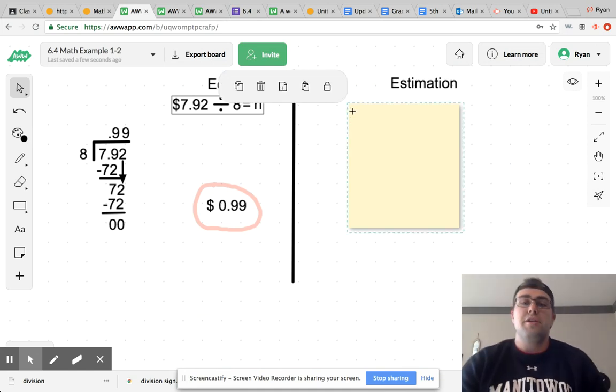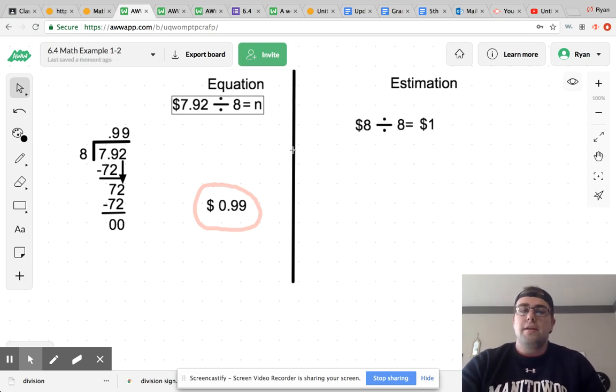Now for the estimation part, this one's a little bit different for us. So we're looking at a number that's very close to $8. I knew that the 9 told us to round up to an even $8. So in my mind, I made $7.92 into $8 because that's pretty close to $8. We also knew we still needed 8 notebooks. So I did 8 divided by 8. Our answer was $1 per notebook.